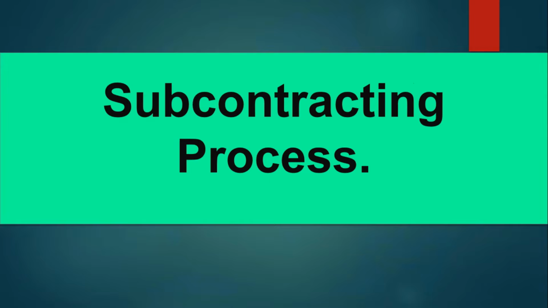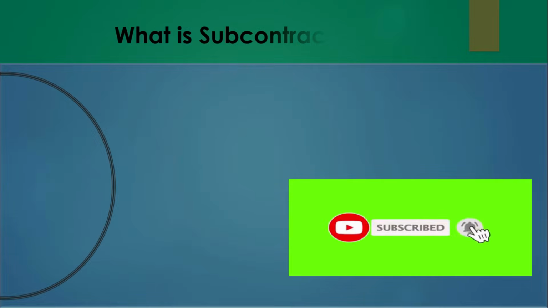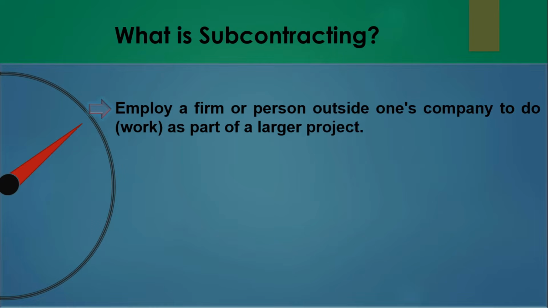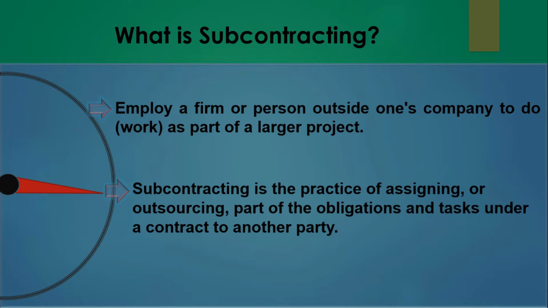In this video, I will try to cover the subcontracting process in SAP MM. So first, what is subcontracting? The name subcontracting means to employ a firm or person outside one's company to do work as a part of a larger project or any task. Subcontracting is a practice of assigning or outsourcing part of the obligation and task under a contract to another party.